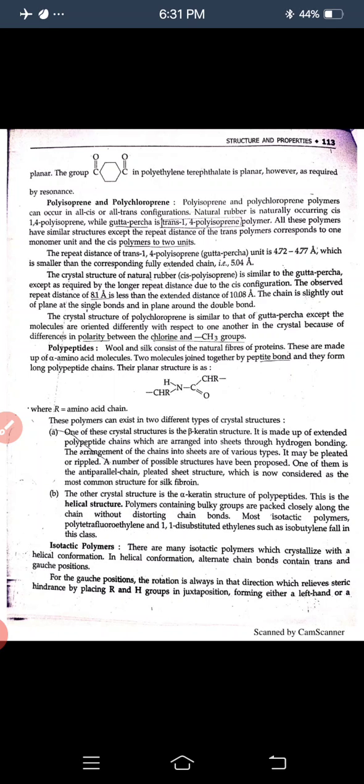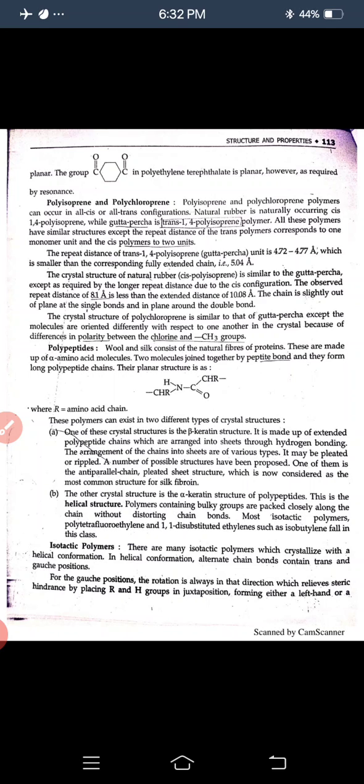Polypeptide. Wool and silk consist of natural fibers of proteins. These are made of alpha amino acid molecules. Two molecules join together by a peptide bond and they form a long polypeptide chain. Their planar structure is this, where here is CHR, and R is the amino acid side chain.